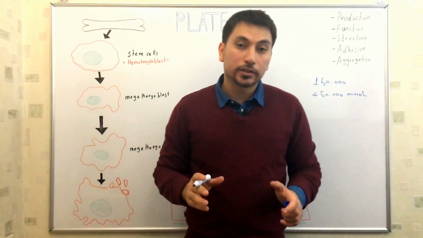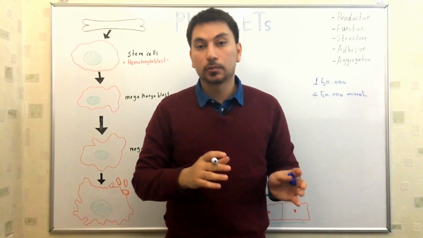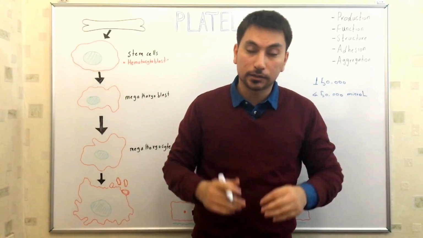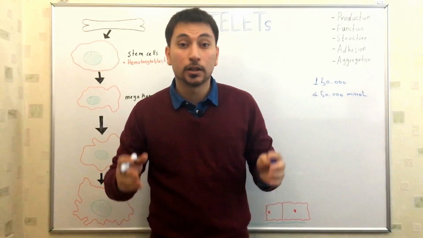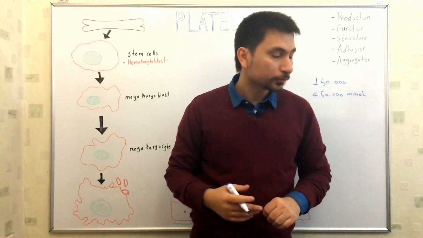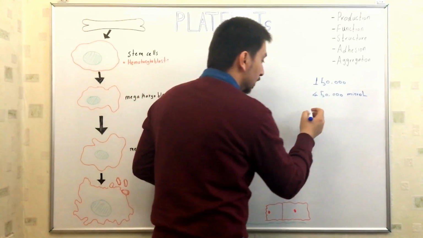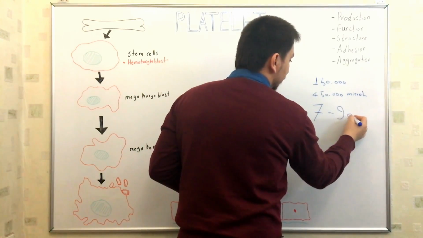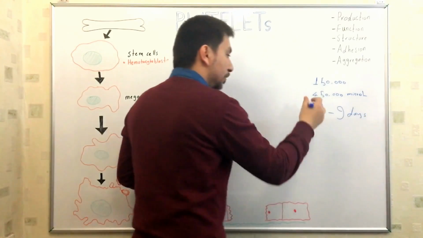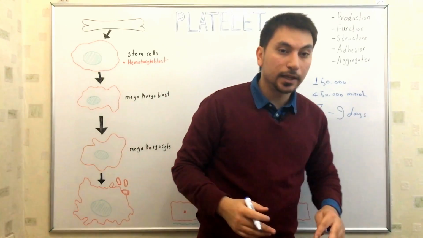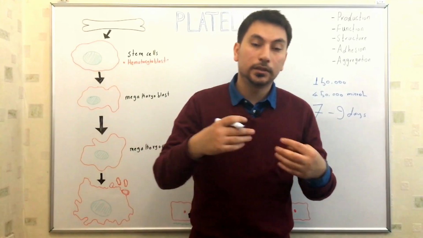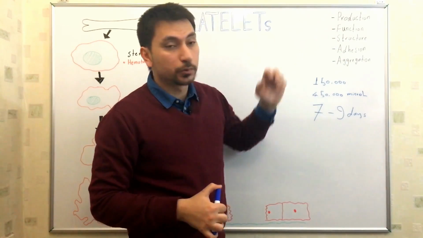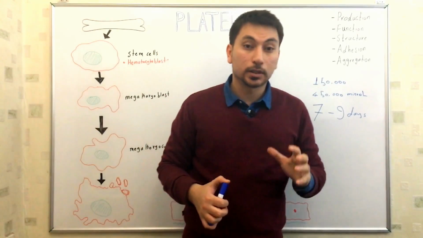Another important piece of information is that platelets are sometimes called thrombocytes. So if the platelet count is less than 150,000, this condition is called thrombocytopenia. Another important point is that the normal lifespan of platelets is between 7 to 9 days. And after, for example, 7 or 9 days, these platelets will be destroyed inside the spleen. So we just talked about production and some information about platelets.